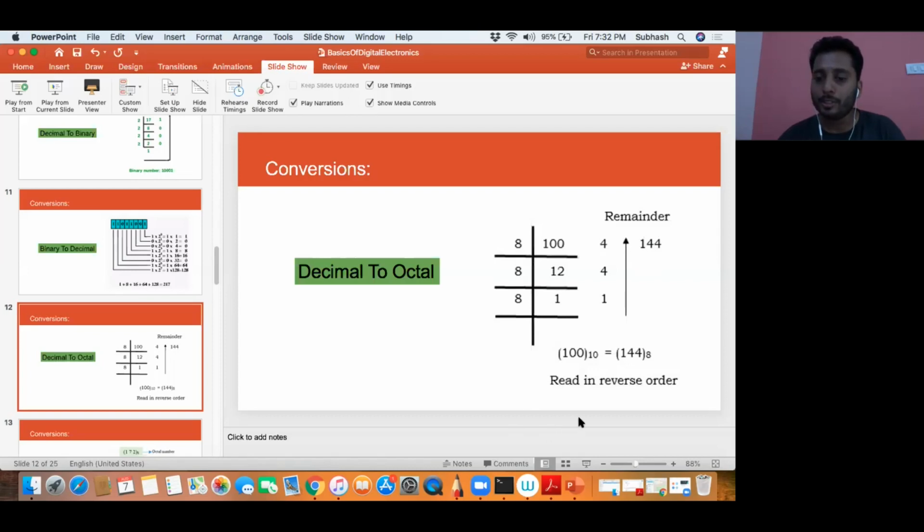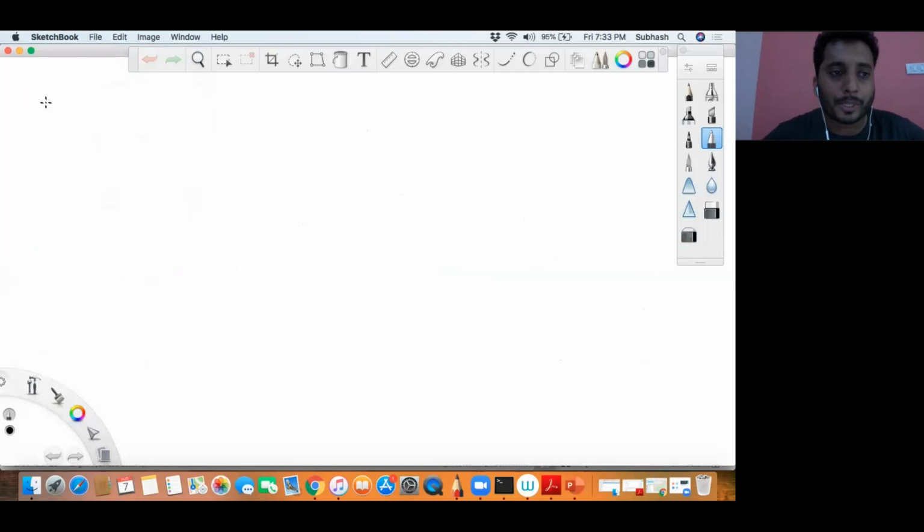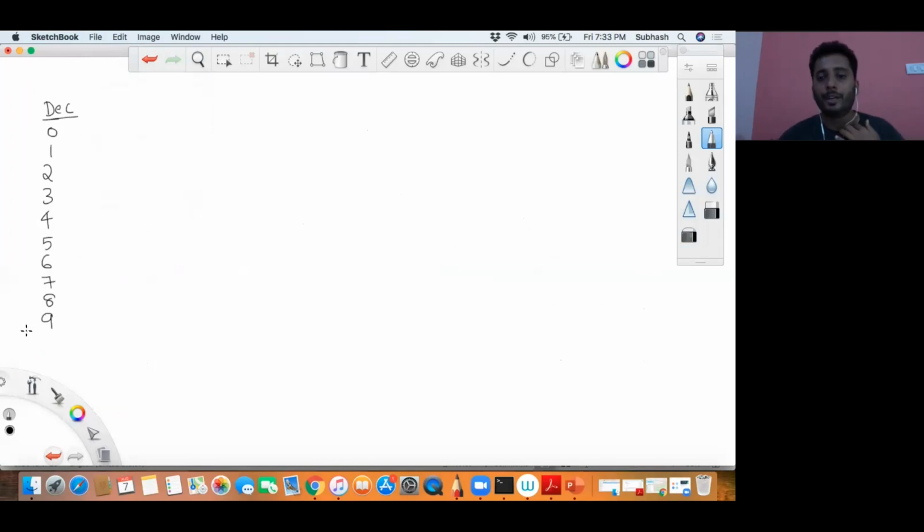Before this, let me tell you how to represent these numbers, so that you get clear with it. How do you represent values in decimal? It is from 0, 1, 2, 3, 4, 5, 6, 7, 8, 9. These are the digits that you can represent in decimal, followed by 10, 11, and it continues. Now, how do you represent numbers in binary? In binary, you can represent only using zeros and ones.